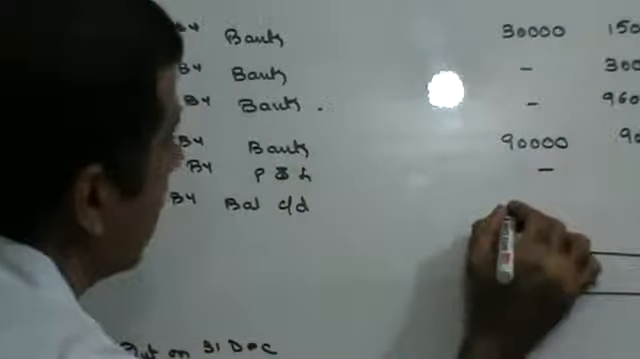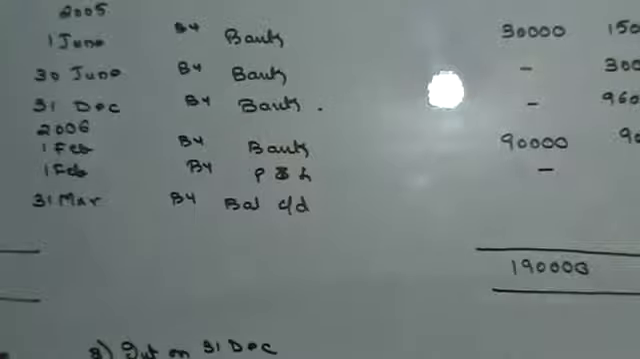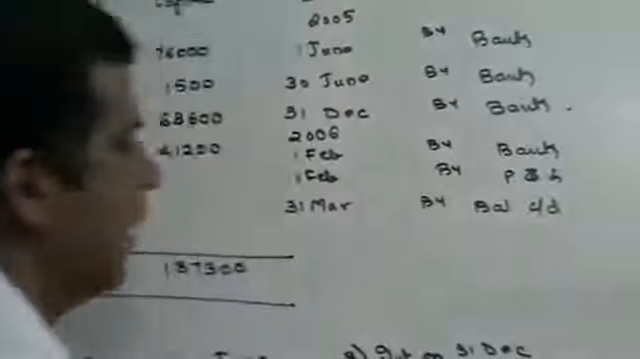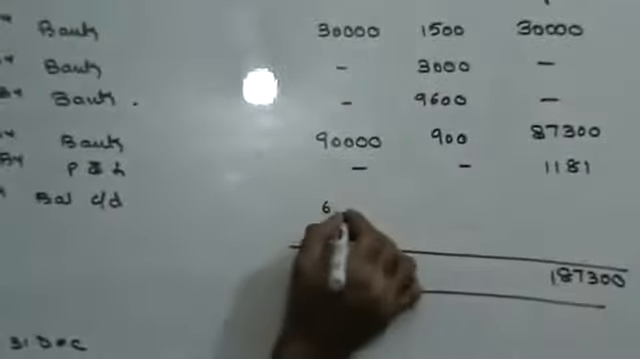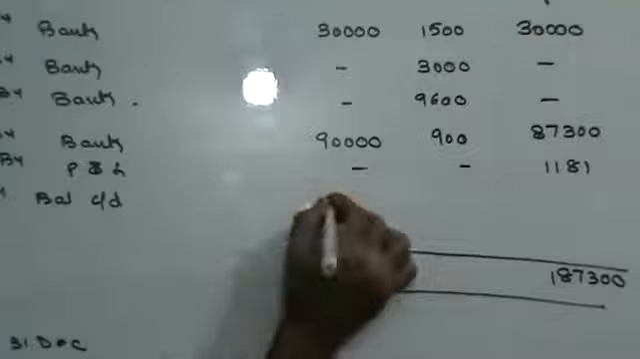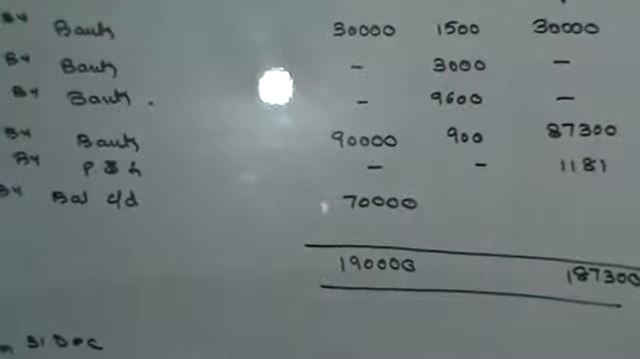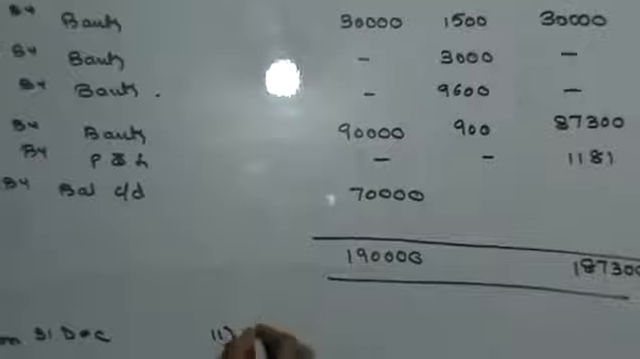How much is it? This is capital 70. Total is 1,87,300. The difference 1,57,000, 70. That is 70. Wait, first let me calculate the interest on this. So we have got this. So let's find out the interest.